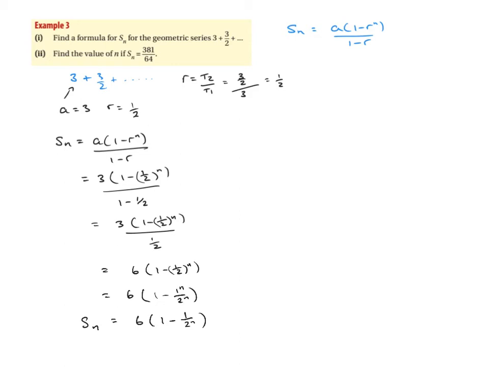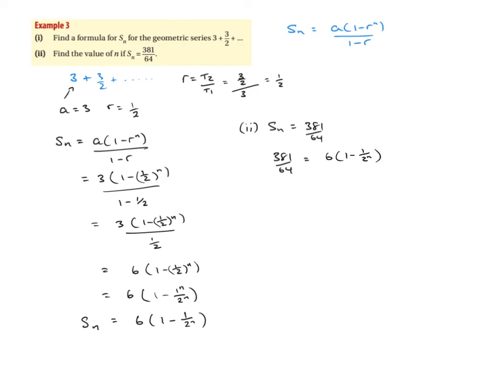Okay, it then asks us, for part II, find the value of n if Sn is equal to 381 over 64. So 381 over 64 is equal to, and we've got this down here, so we can put that equal to this to get 6 times (1 minus 1 over 2 to the n).